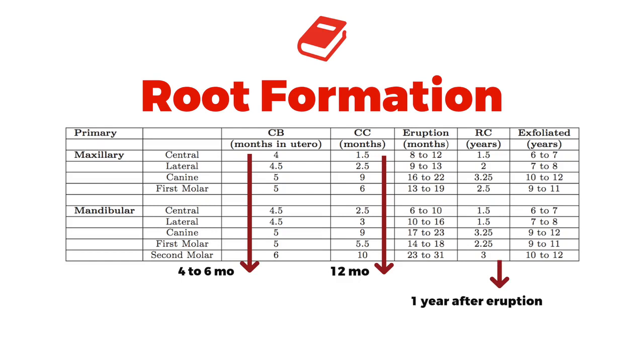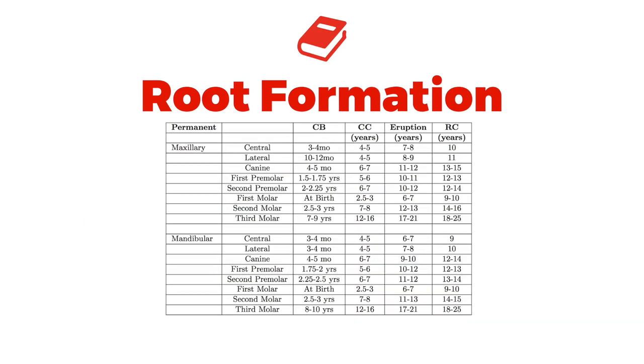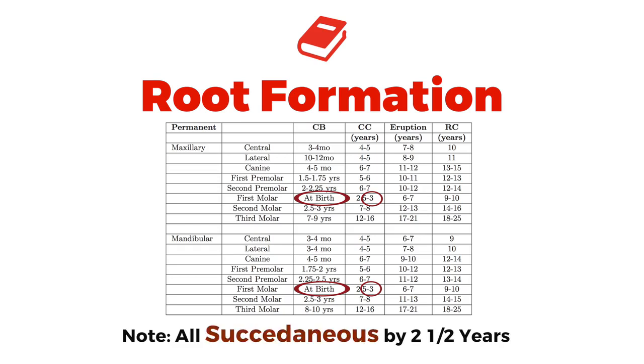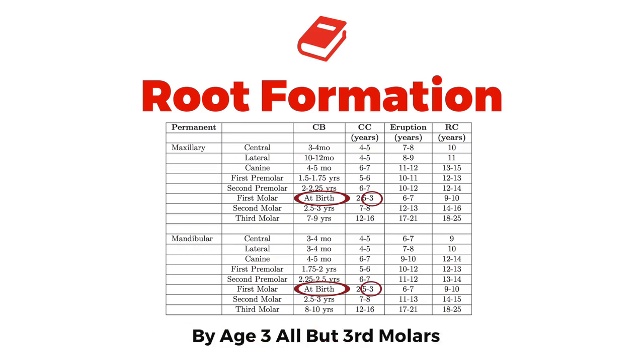Let's take a look at the one for permanent teeth. Check this out on the chart. Another thing we continue to see on old tests is that at birth, both of the first molars have begun to calcify, and calcification is complete by age 3. So circle at birth and age 3 on both the maxillary and mandibular first molars. We've also seen in old questions they want you to know that all succedaneous teeth have begun to calcify by 2.5 years. Remember that term succedaneous? That eliminates all the molars. By age 3, all but the third molars have begun to calcify.